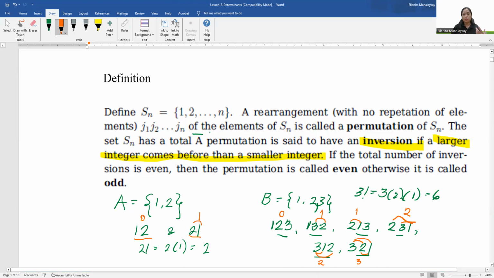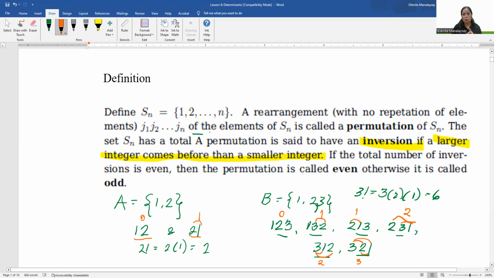Then for 1, 2, 3, there is no inversion. Okay, so this is an even permutation. For 1, 3, 2, there is 1. And so with 2, 1, 3. Okay. So for these two arrangements, we have only one inversion. So these two are odd permutations.